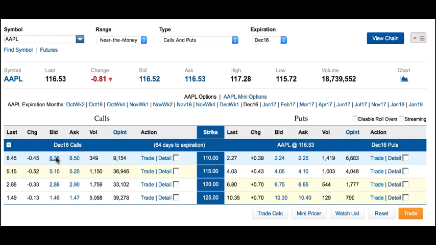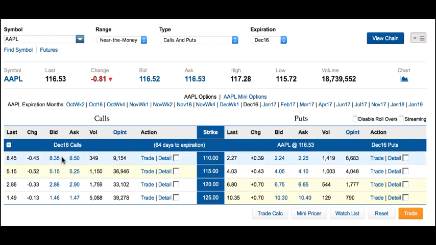Now the difference between these two is called the spread. And that's really where market makers make their living, make their money. Now what you want as an option trader is a tight spread. And as you get more acclimated, you'll see what looks like a tight spread, what looks like a wide spread. This one is relatively close. This is a nice spread. It's $8.35 for the bid, $8.50 for the ask.